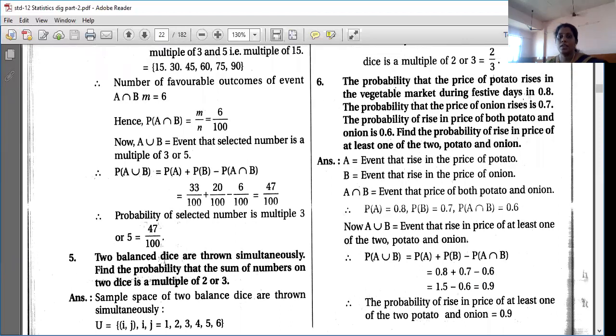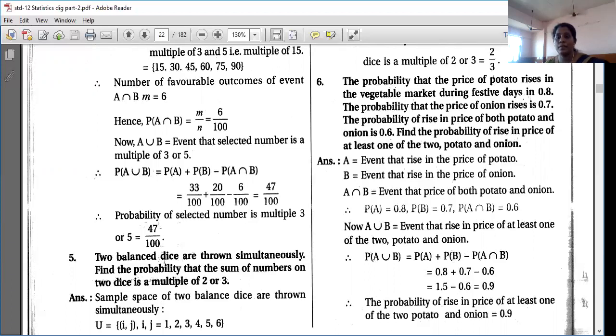So the question is, the probability that the price of potato rises in the vegetable market during festive days is 0.8. Then the probability that the price of onion rises is 0.7. The probability of rise in the price of both, that is potato and onion, is 0.6. Then find the probability of the rise in the price of at least one of the two, that is either potato or onion. So now what is 0.8 here? Here 0.8 we will consider as P of A.